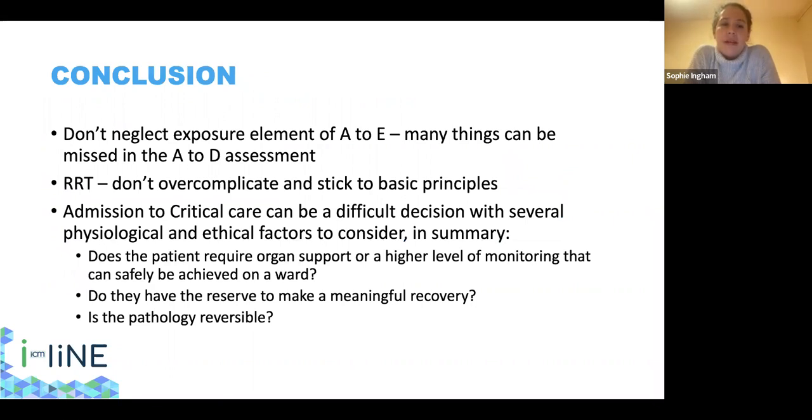So in conclusion, don't neglect E. In the A to E assessment, it can show you many things and you may miss things and miss clues as to the diagnosis if you don't thoroughly examine the patient. When thinking about renal replacement therapy, don't overcomplicate it and just stick to basic principles. Different units will do different things, but as long as you understand the basic principles, you'll get it.